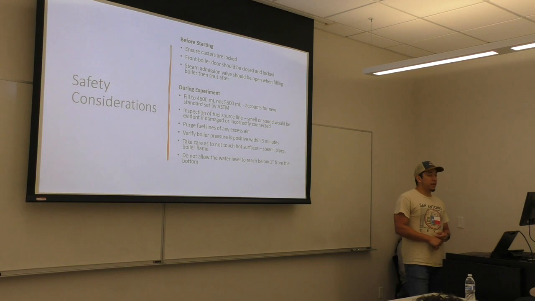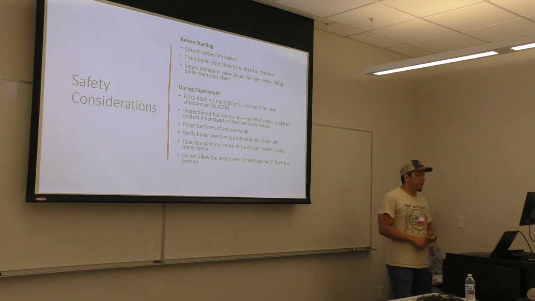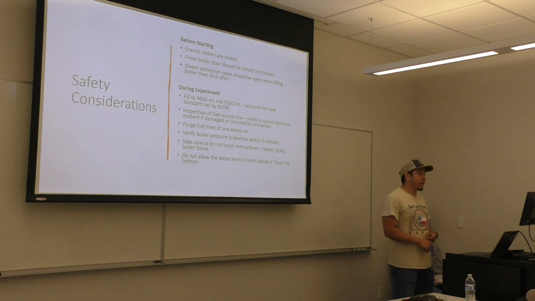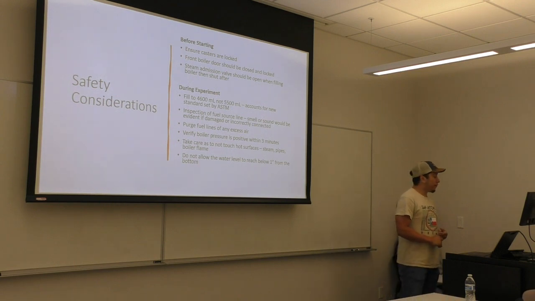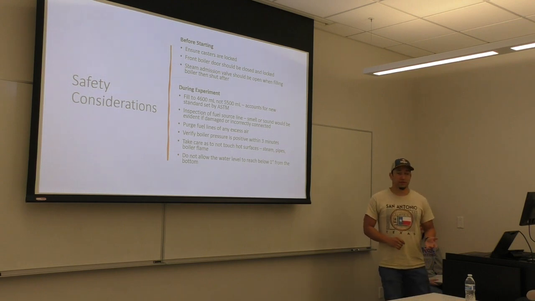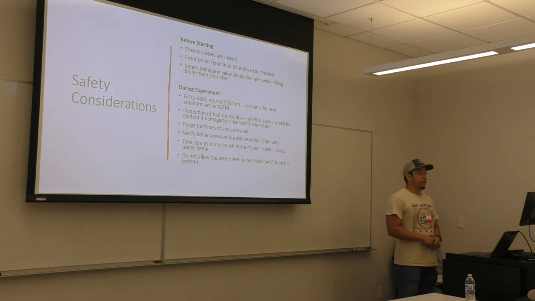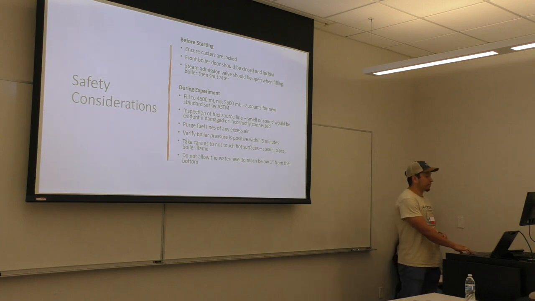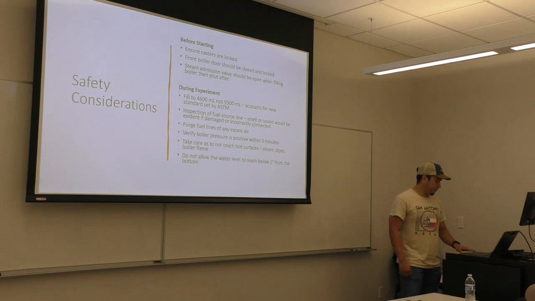Inspection of the fuel source line. A smell or sound would be evident of damage or incorrectly connected. We don't want propane leaking during the experiment. We want to verify that the boiler pressure is positive within the first 3 minutes. This is to ensure that there is actually the correct amount of water. Once again, we don't want the incorrect level of water, to avoid damage, as well as not letting the water level reach below 1 inch from the bottom.